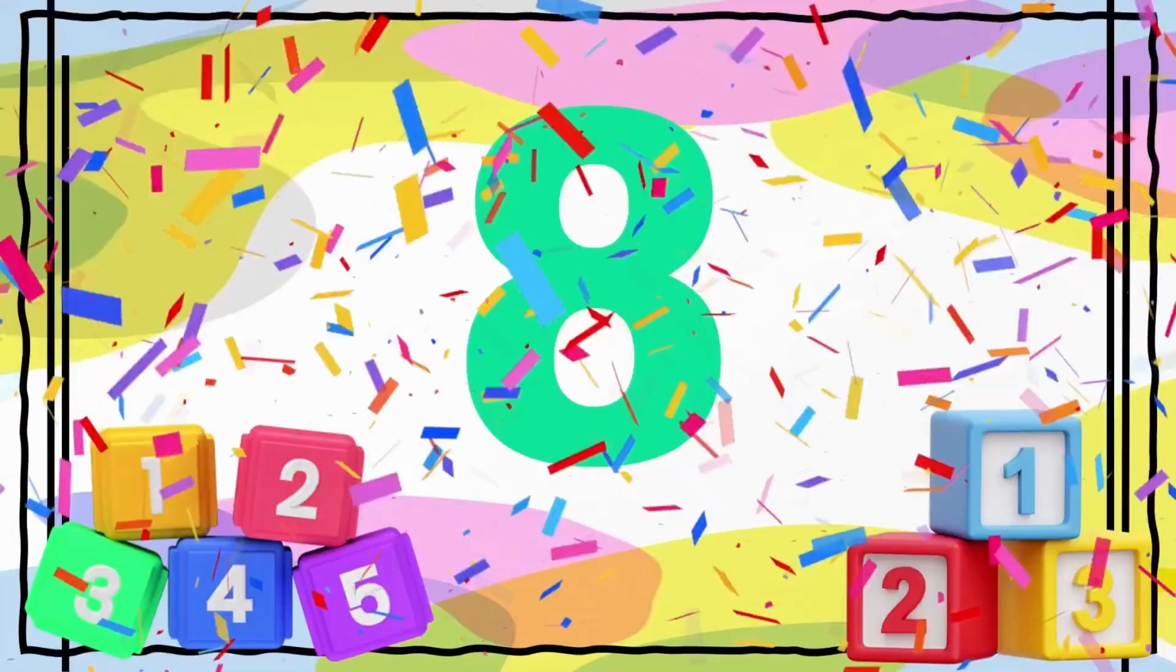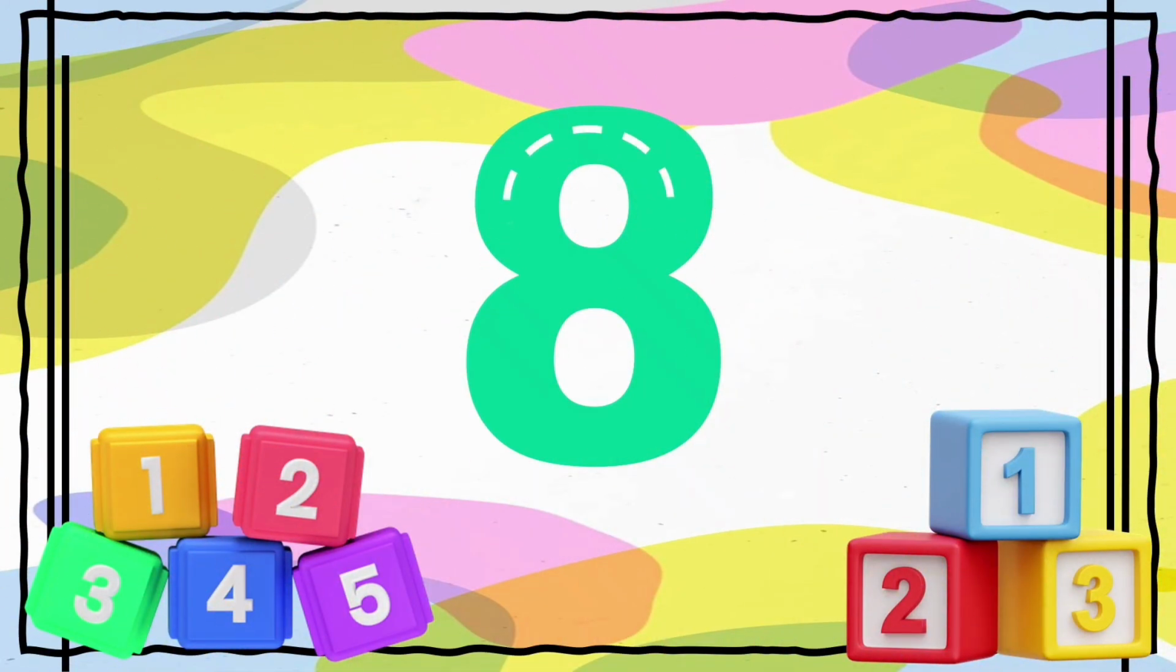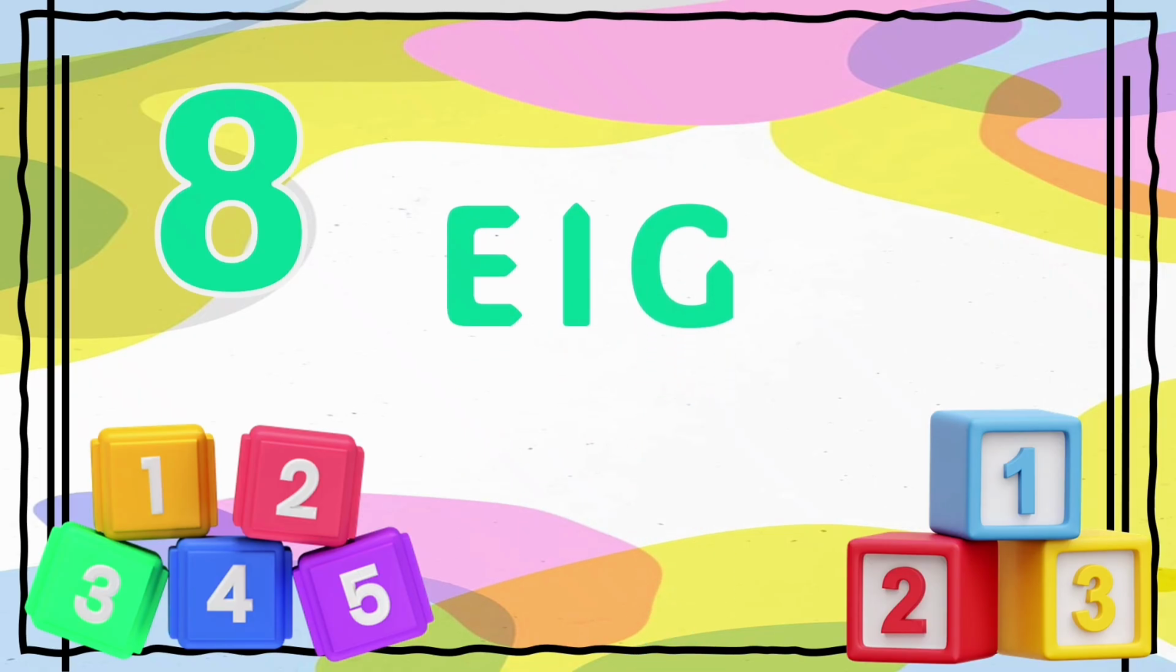8. How to write 8. Make a small circle on top, then another small circle below it. It looks like two circles joined together. What is its spelling? E I G H T. 8. It's time for examples.